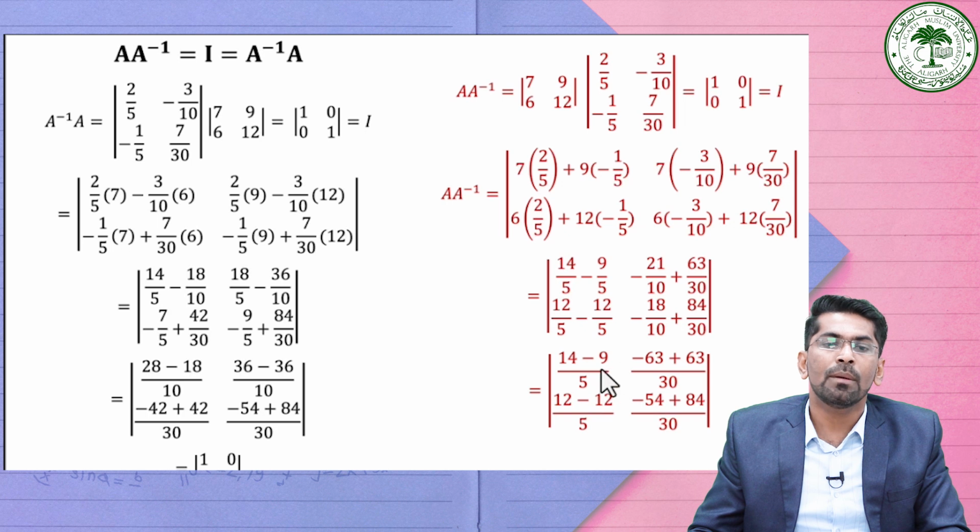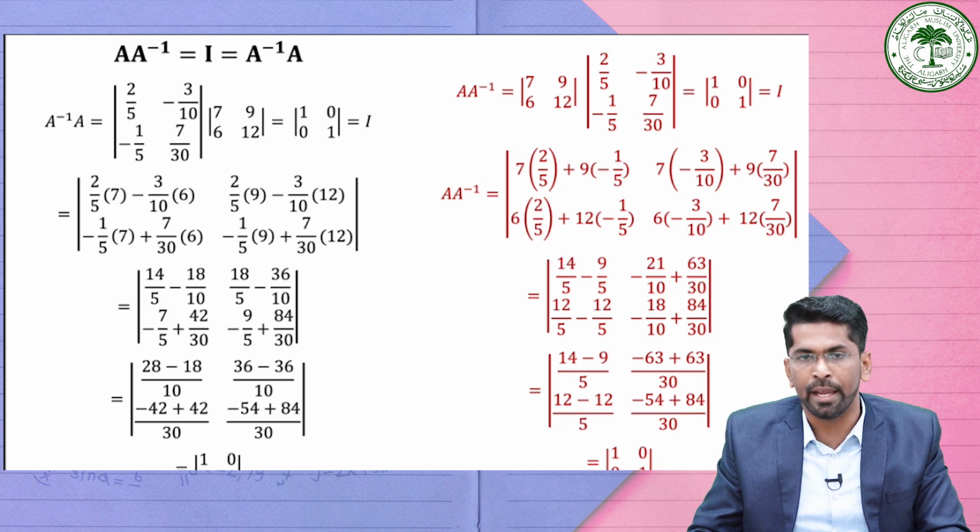Now here, if you subtract 14 minus 9, then it will be 5 divided by 5, which will be 1. Minus 63 plus 63, it will become 0 divided by 30, which is equal to 0. Then 12 minus 12, which is equal to 0 divided by 5, which is equal to 0. Then minus 54 plus 84, which is equal to 30 divided by 30, which is equal to 1. So we can say that the original matrix multiplied with its inverse will also produce an identity matrix. So this property is satisfied, that is A into A inverse is equal to the identity matrix, which is also equal to A inverse into A.